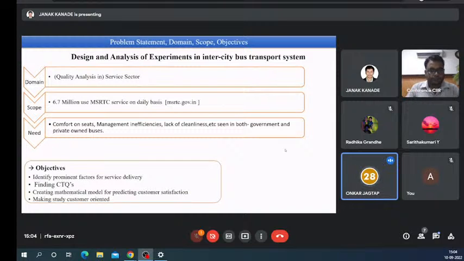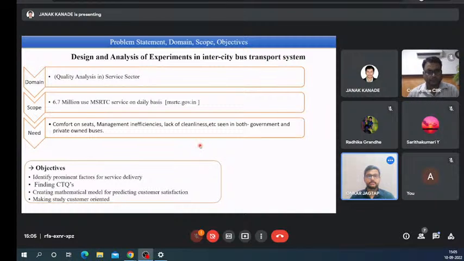Let us see what is the problem statement, then domain, scope, and objectives in brief. So the problem statement is design and analysis of experiments in intercity bus transport system in Maharashtra state. Basically, we try to differentiate the quality of service provided by intercity bus transport service providers in Maharashtra, that is MSRTC and the private bus owners. The domain is service sector, and in that quality analysis is what we have done.